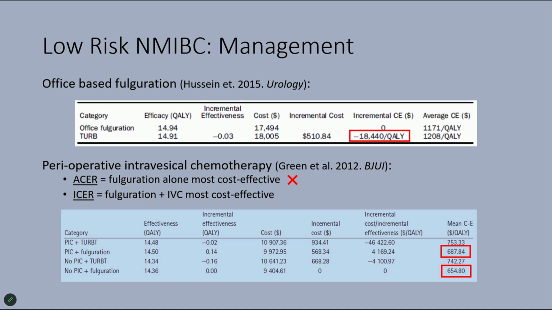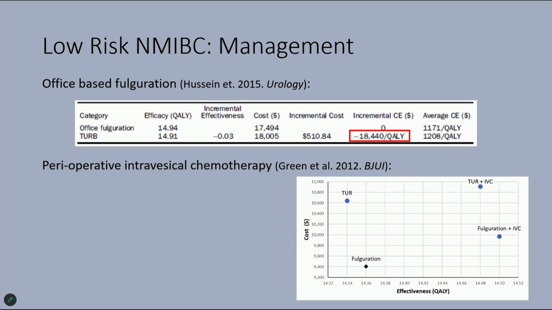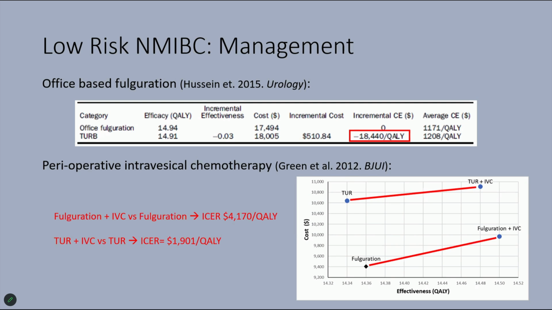However, the ICER for fulguration with intravesical chemotherapy relative to fulguration alone was $4,000 per quality adjusted life year, which suggests it's cost effective. Furthermore, if you use their data to consider TUR plus IVC relative to TUR alone, the ICER was only $1,900 per quality adjusted life year, again reinforcing the cost effectiveness of intravesical chemotherapy.